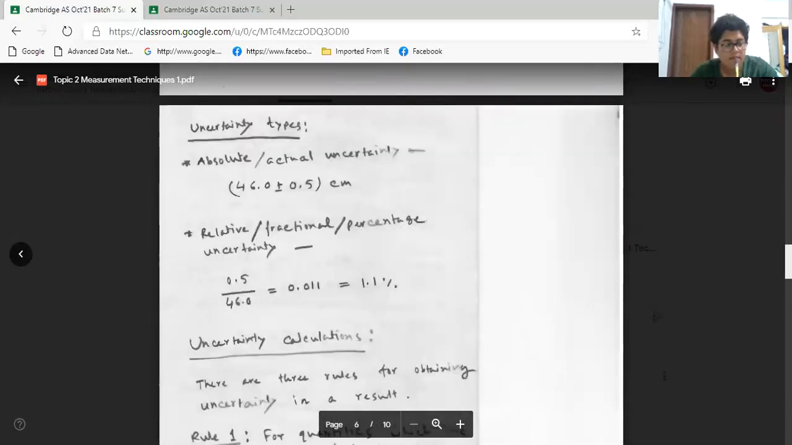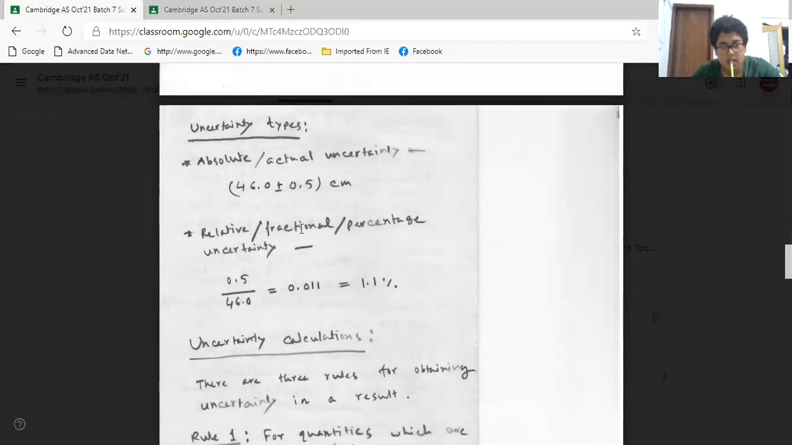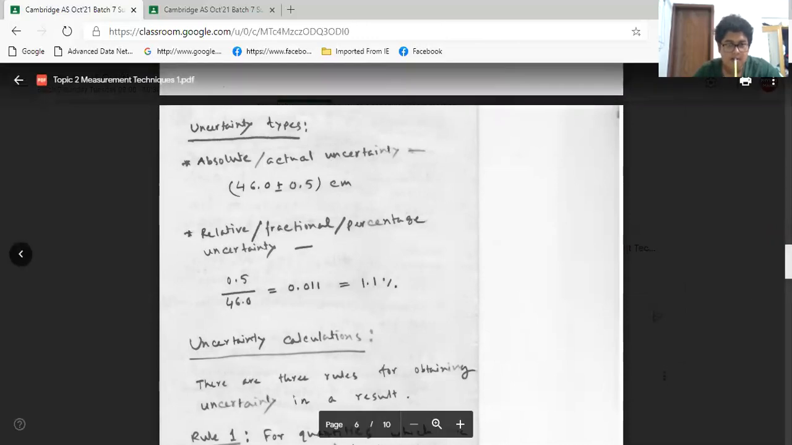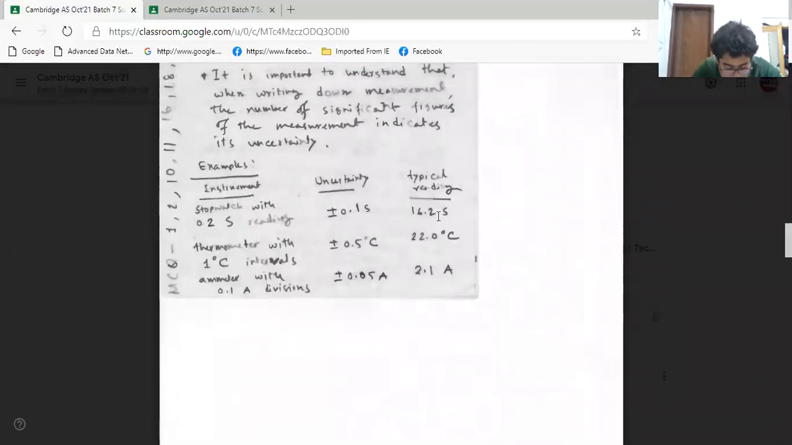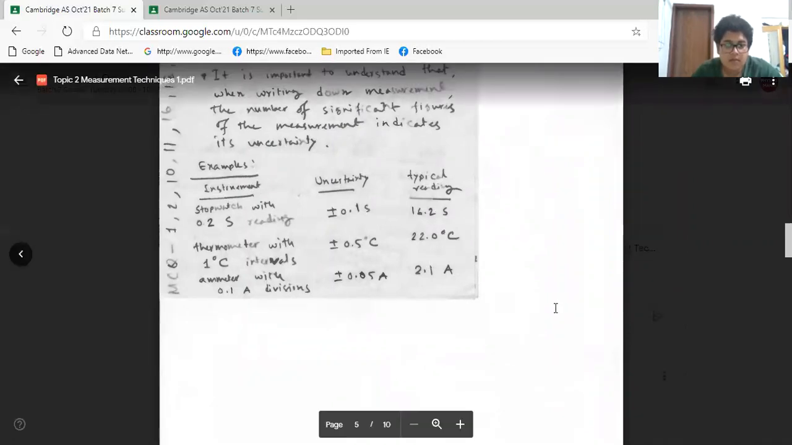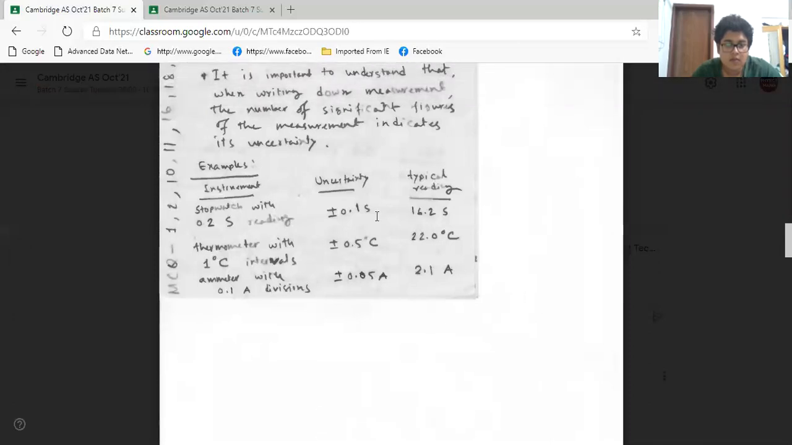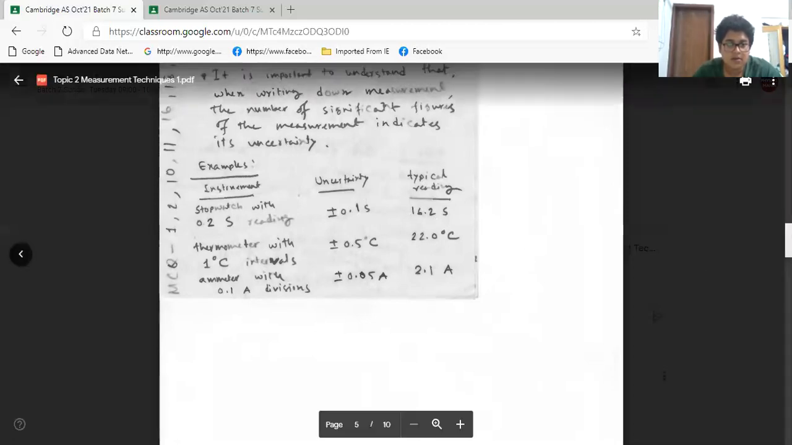Now uncertainty types. There are two types of uncertainties. One is absolute uncertainty, another one is relative or fractional uncertainty. How does it come? Like the reading you got before, here you got 16.2, then you got uncertainty plus minus 0.1. So your absolute uncertainty is this 0.1. Is it clear? Yes, sir. And your fractional uncertainty will be 0.1 divided by 16.2.